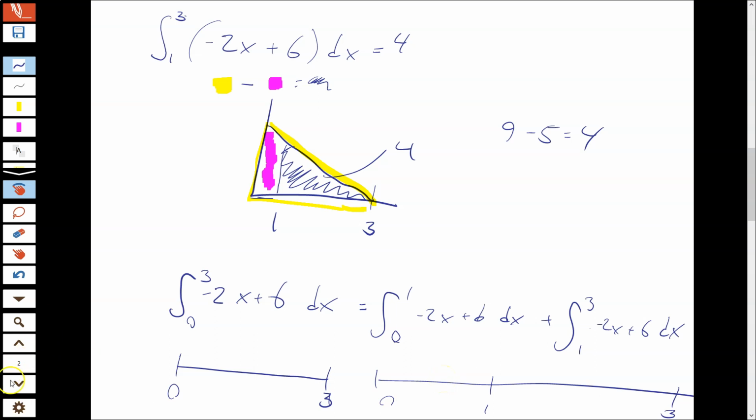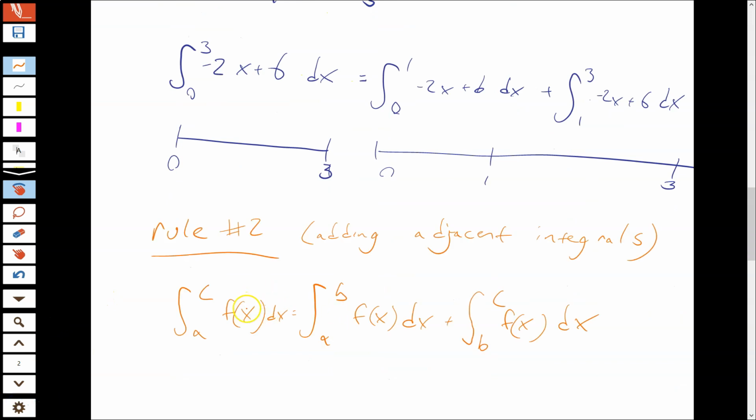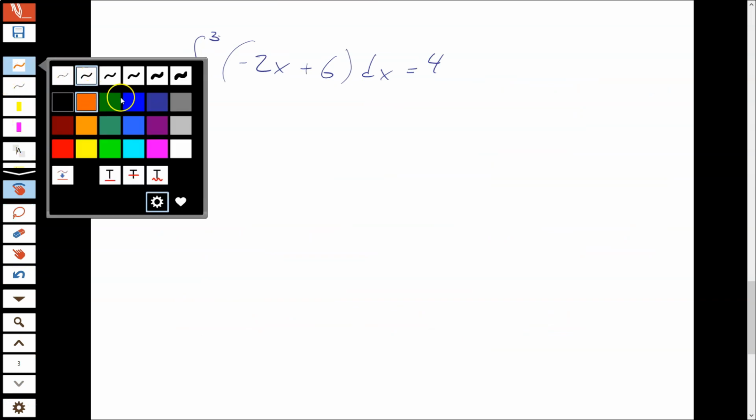So the second rule, the way you would write this down, is the following. Okay, so this is essentially just a more general version of what we saw up here. So this says that if two integrals are next to each other, I can add them up to find the total area, essentially. And this helps us in a number of different ways, which we'll see when we tackle some problems in a second.